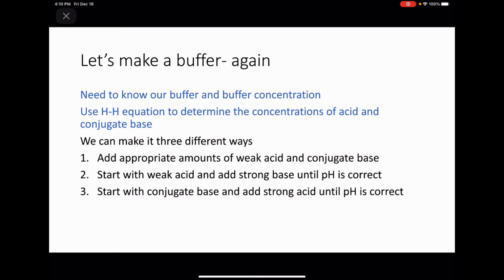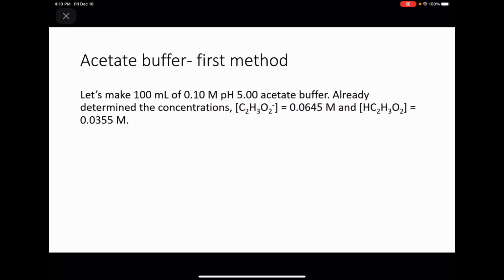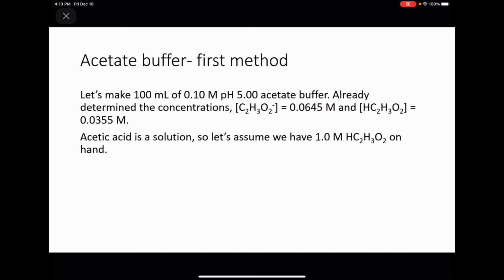So let's start with the first one, which is where we're just adding the actual weak acid and conjugate base together. So here's our buffer. We've got 100 milliliters of 0.1 molar pH 5 acetate buffer. We've already determined with the Henderson-Hasselbalch equation that acetate must be 0.0645 molar and acetic acid must be 0.0355 molar. Now, acetic acid is typically a solution in water. And so we're going to assume that we have 1 molar acetic acid on hand.